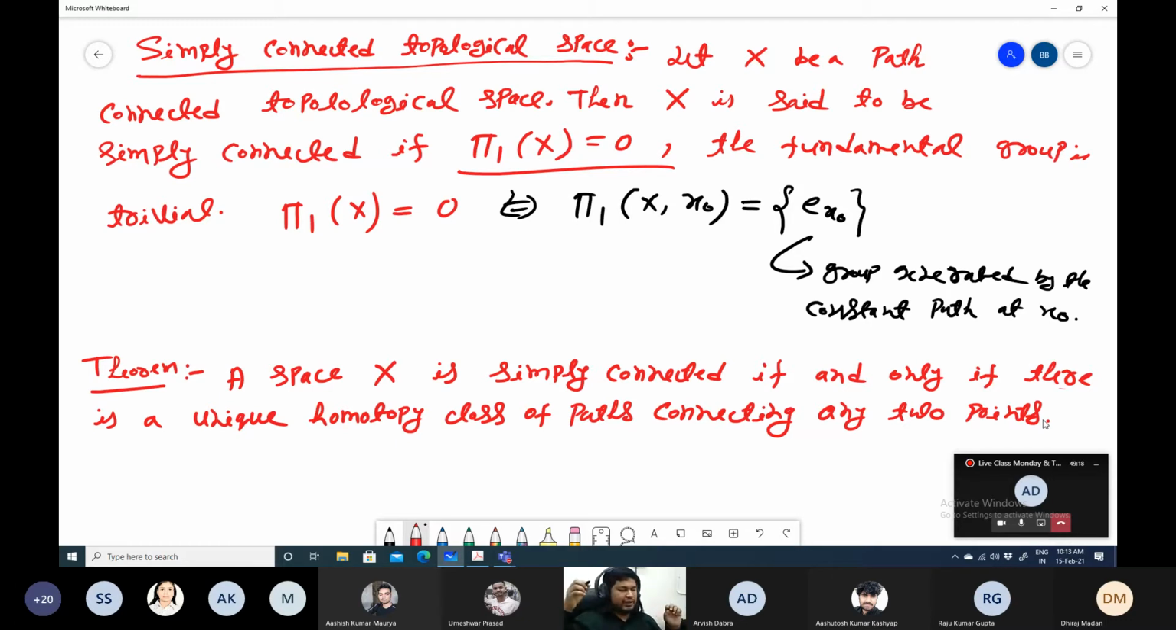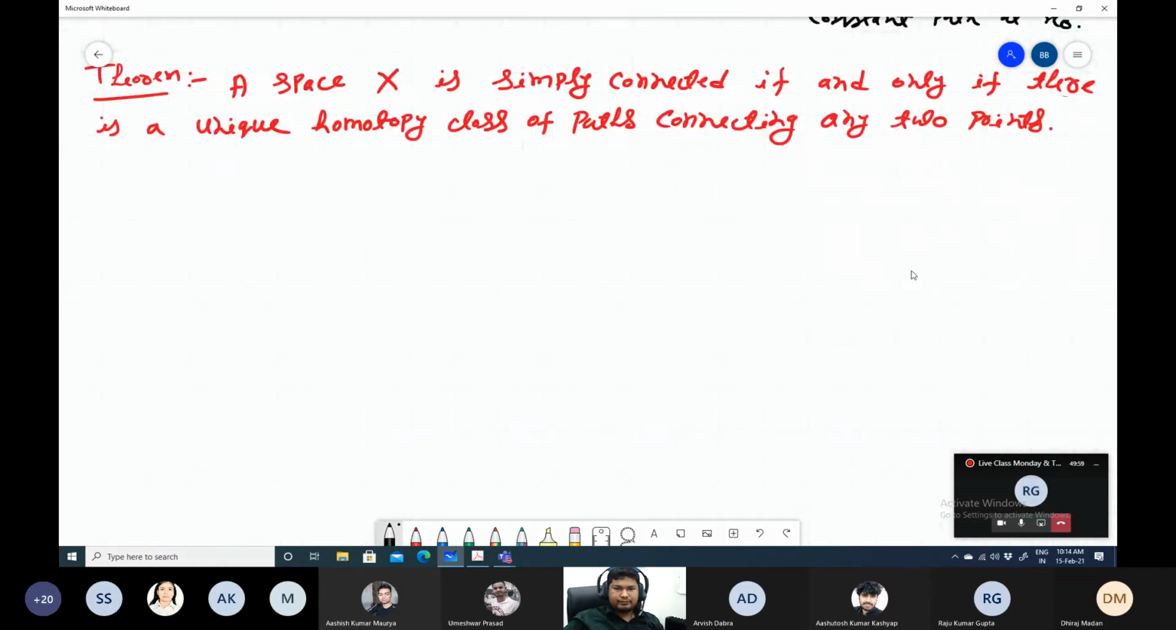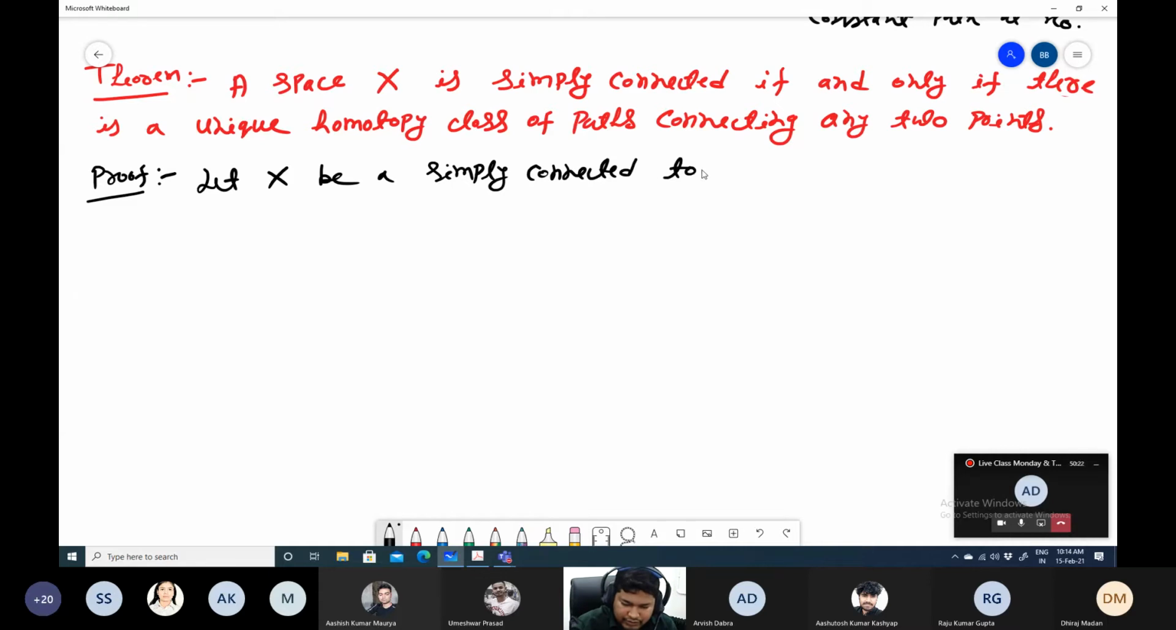And it is also true conversely. Suppose you have any 2 points in a topological space such that whenever you take any path connecting them, all the paths are homotopic. That means we have only one unique homotopy class, and then we can show that the space is simply connected. Actually this is very easy to see. If you just see it vaguely, it is easy to understand, right? You can easily feel that, but you have to write the proof. Now what we can do, let X be a simply connected topological space.